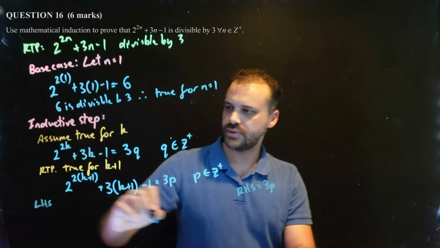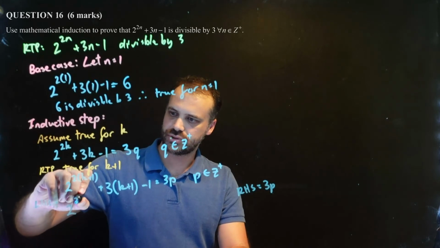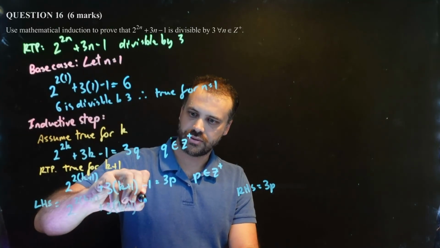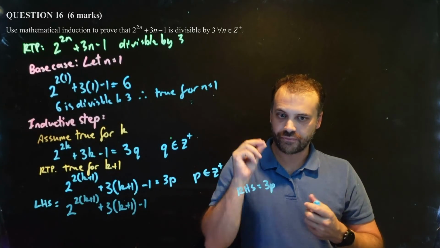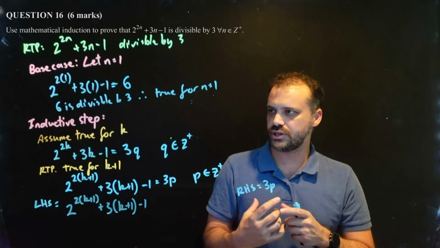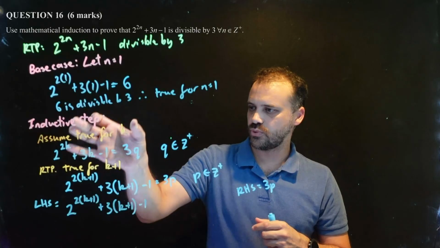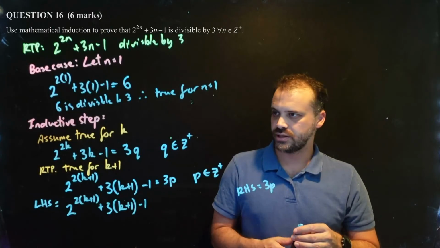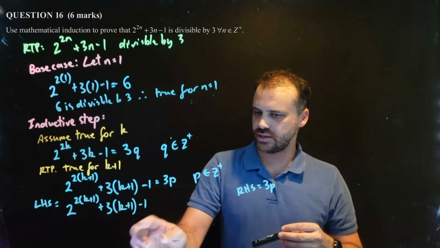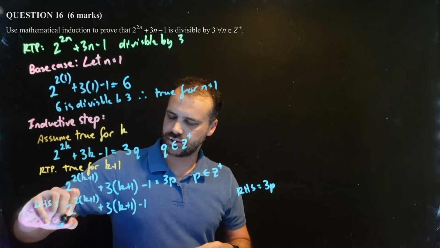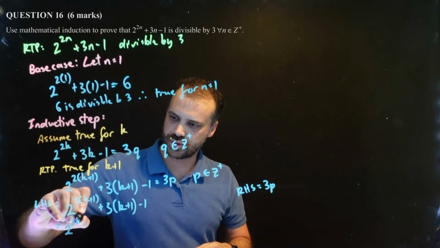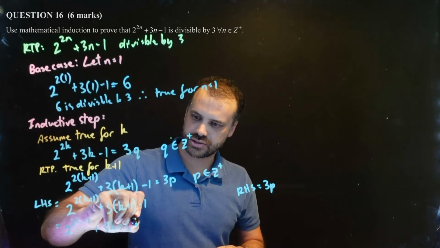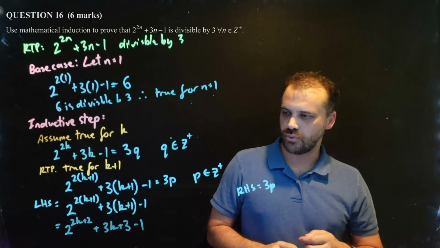So 3p, and left-hand side 2 to the 2(k+1), plus 3(k+1), minus 1. Okay, starting now, you look for opportunities to sub your assumption in some way into here. And I've seen this done in lots of different ways. So I'm just going to expand this before I start. It's the same as 2 to the 2k plus 2, plus 3k plus 3, minus 1.